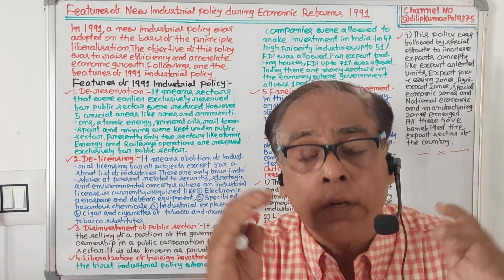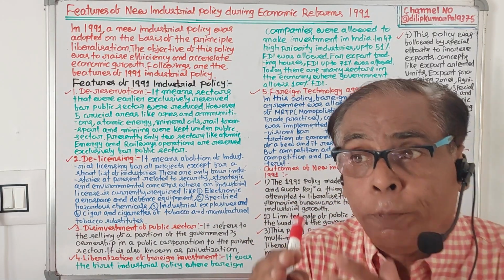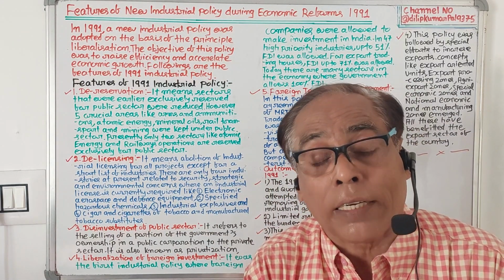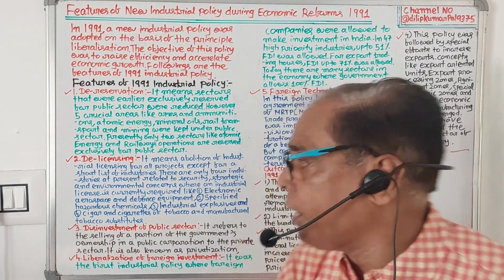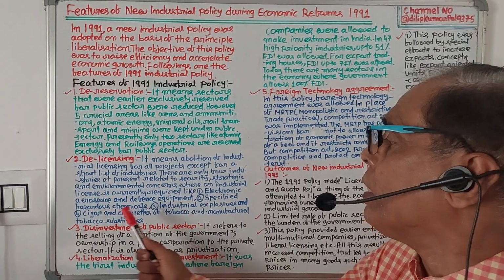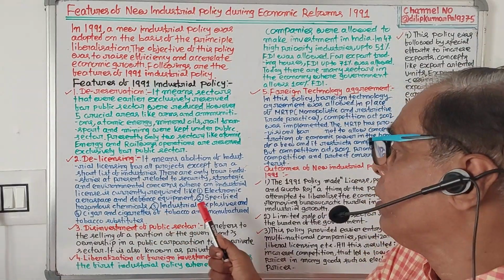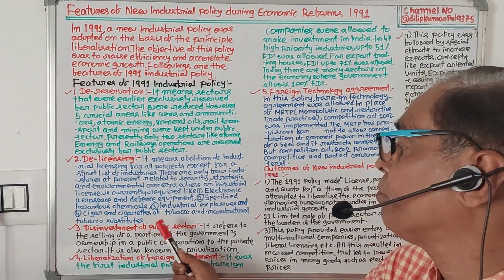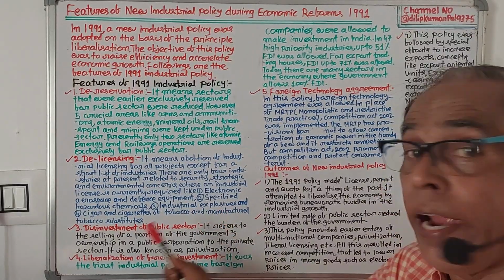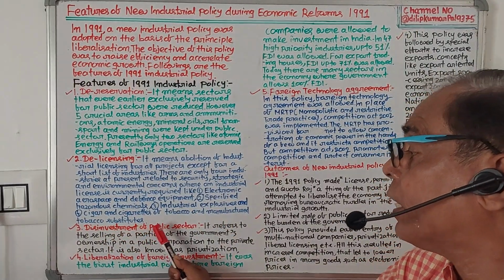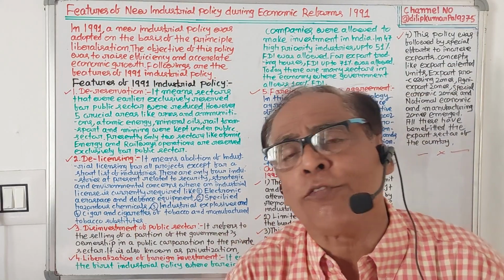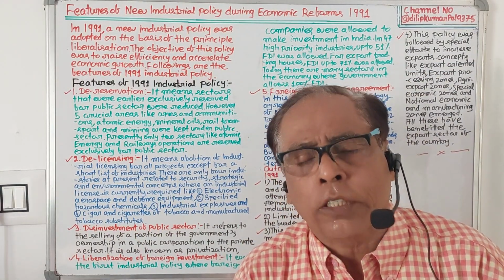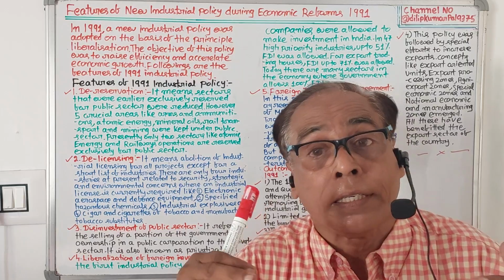So these areas which are important from the strategic, security and environmental point of view are electronic, aerospace and defense equipment, specified hazardous chemicals, industrial explosive and cigarettes of tobacco and manufactured tobacco substitutes. So second feature of 1991 industrial policy was de-licensing.